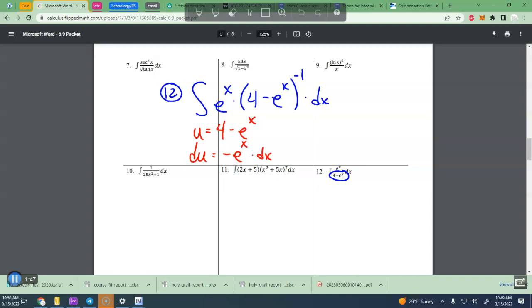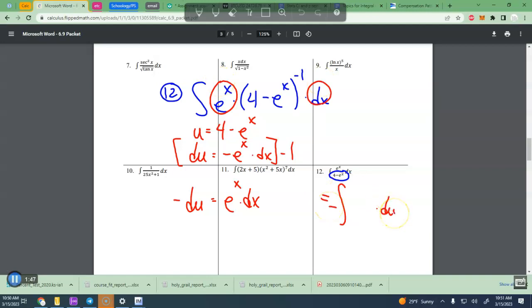I want this to say e to the x times dx. So what do I need to multiply by to make that happen? Negative 1. So multiply everything by negative 1, which would make it say negative du equals e to the x times dx. So then instead of e to the x and dx, I'm going to put the negative sign out front and the du at the back. And then I have u to the negative first power.